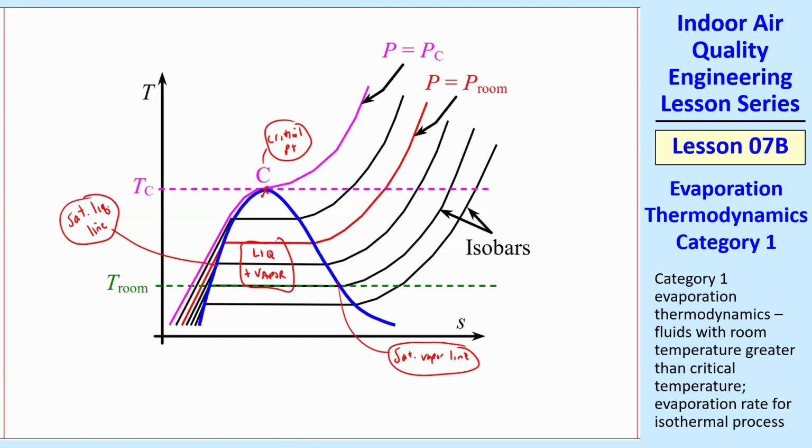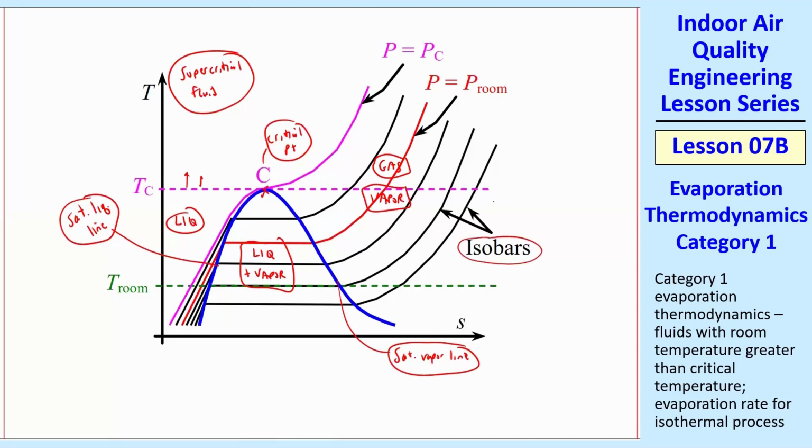We call this the dome. Everything to the left and under the critical is called a liquid. Everything to the right of the critical line, this purple line, is a gas or a vapor. Everything above the critical point is called a supercritical fluid. It's not really a liquid or a gas, it's a supercritical fluid. So this is a gas, or in air pollution we call it a vapor, not a gas.